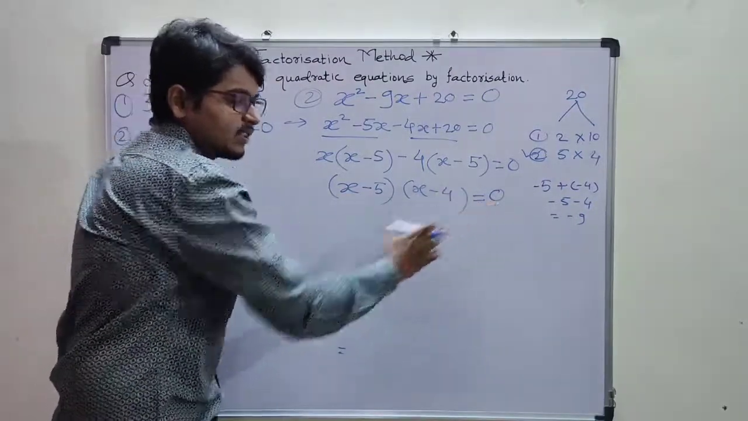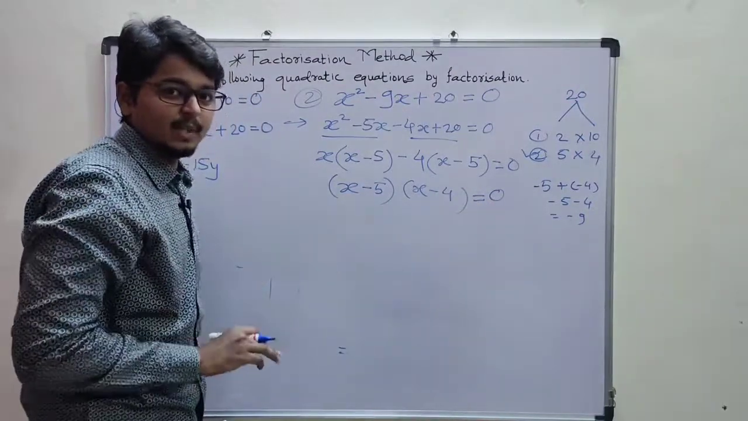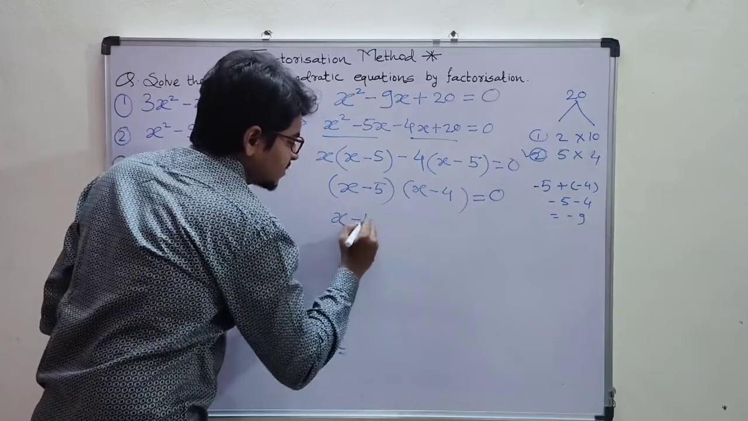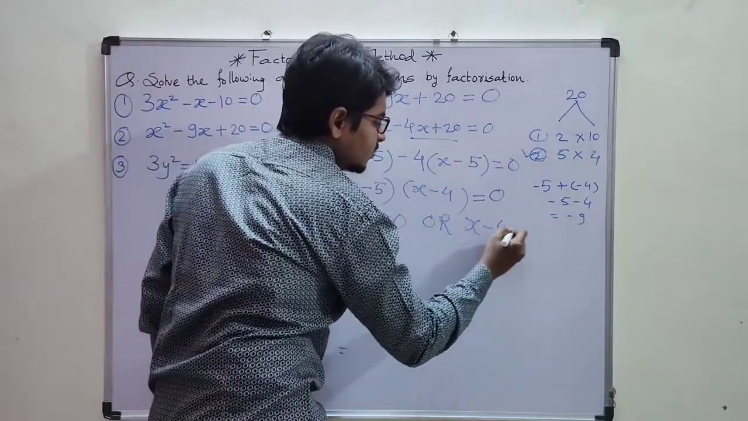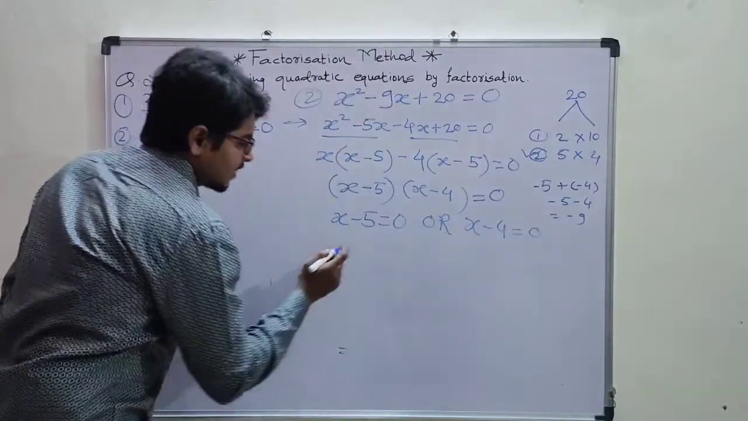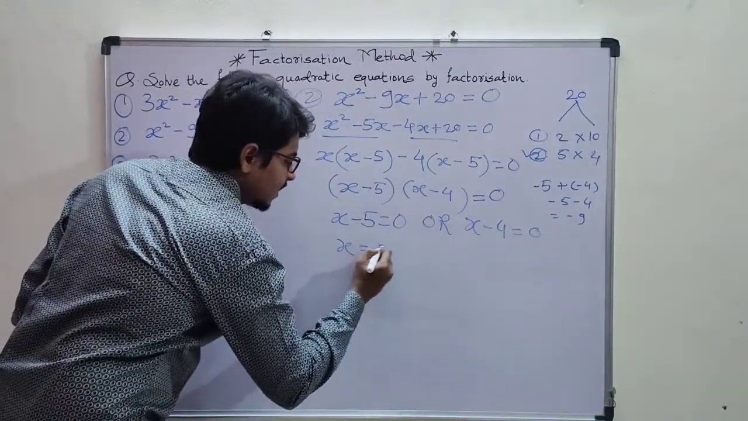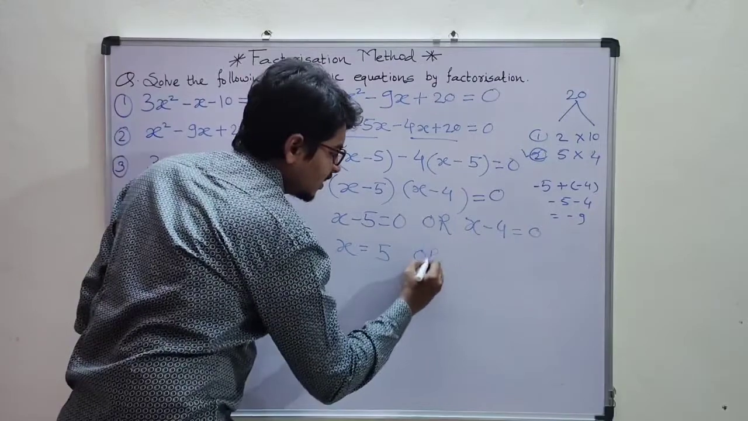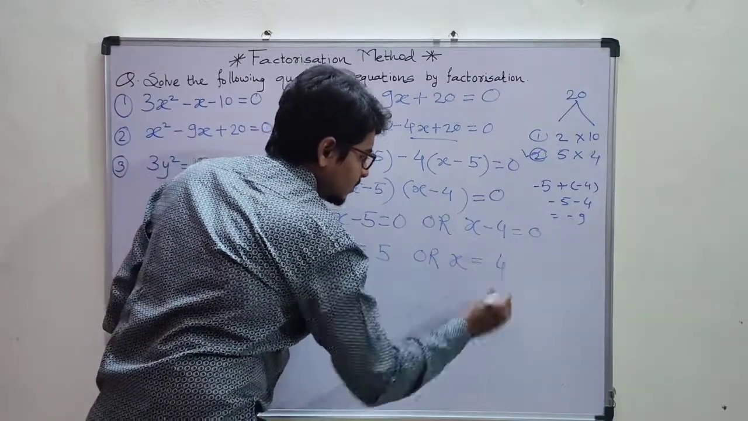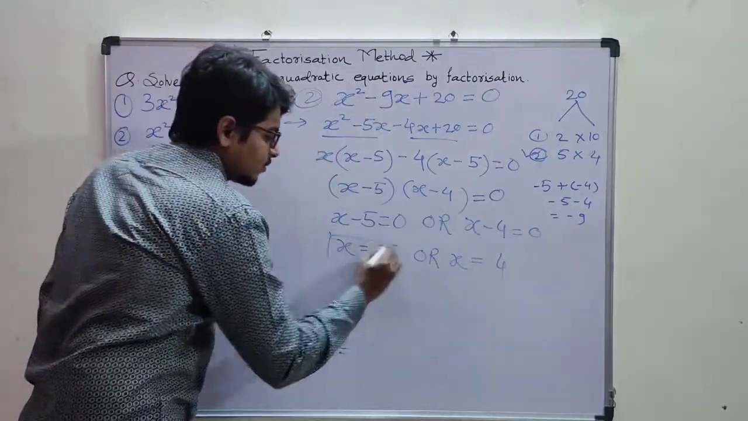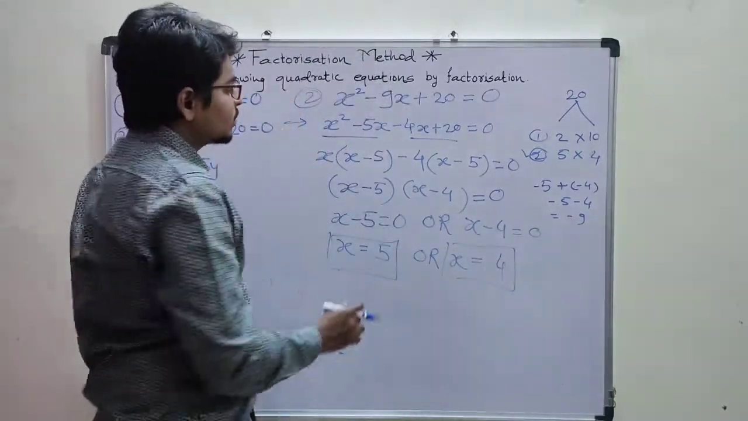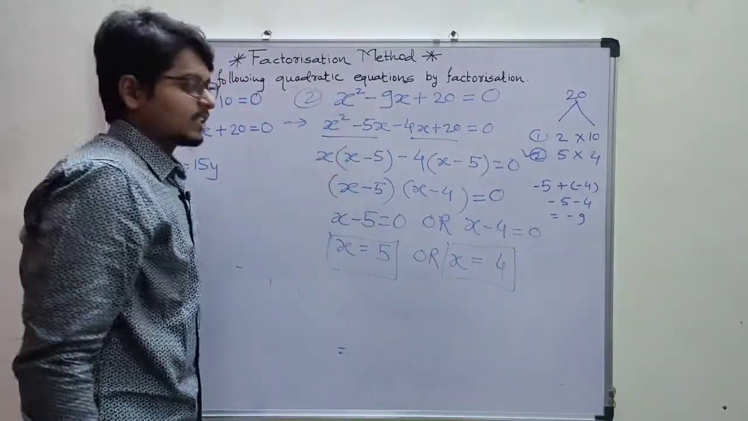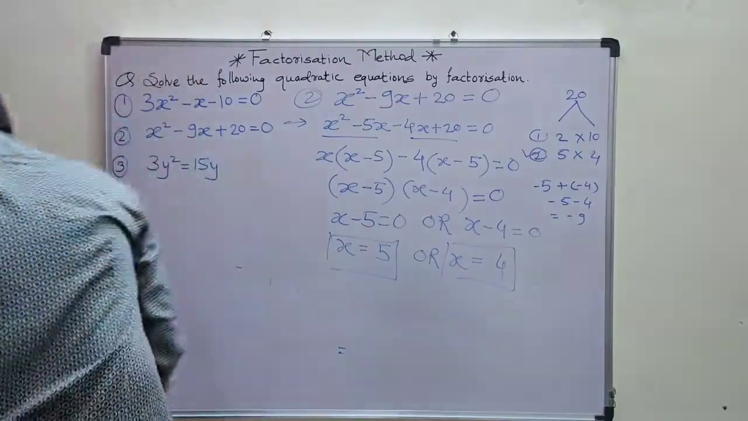Now their product is 0, that means at least one of them is 0. So writing x minus 5 equal to 0 or x minus 4 equal to 0. Hence x equal to plus 5 or x equal to plus 4. So x equal to 5 or x equal to 4 are the solutions of the quadratic equation. Now the third one.